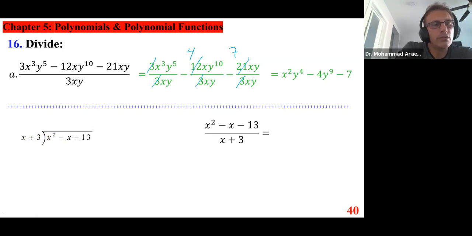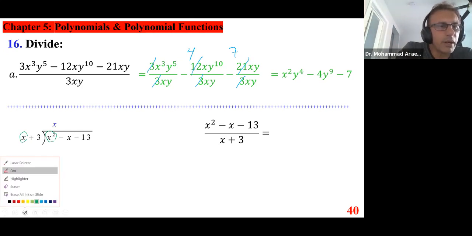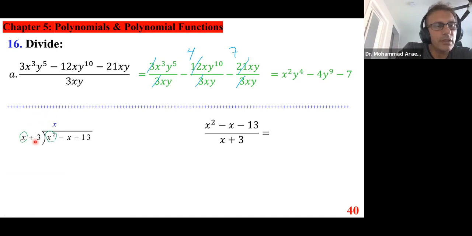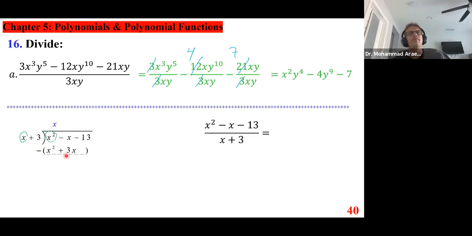So we divide this one by this one, and that gives you x. Then we multiply this by every term of the divisor. So x times x is x squared, x times 3 is 3x, and you subtract from the top. Minus x squared, these two cancel each other. Then minus x. Now remember, this is being subtracted. So this is negative 3x, and negative x, the result is negative 4x. We can bring down the negative 13.